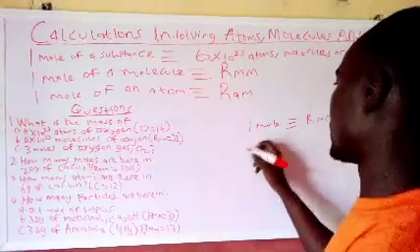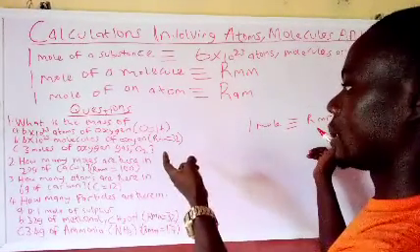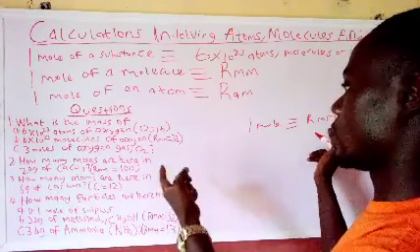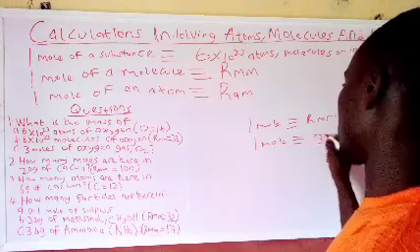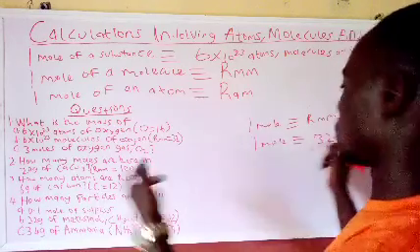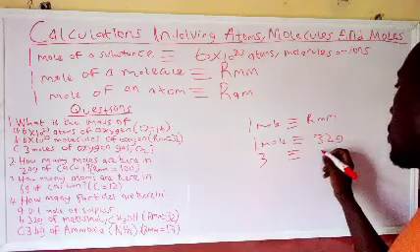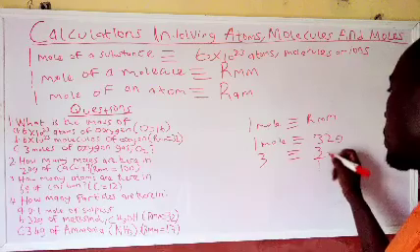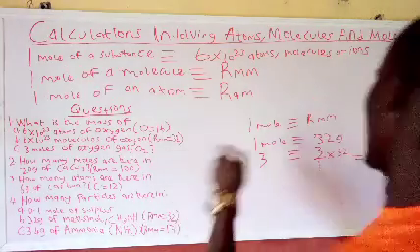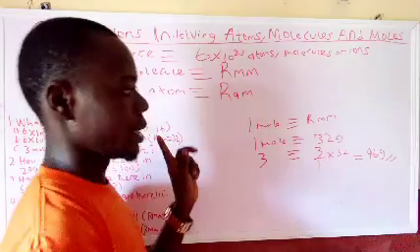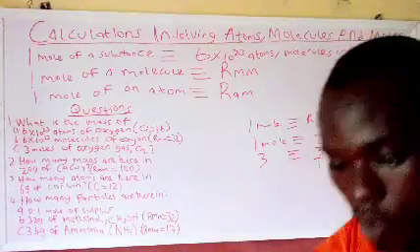Then what's the RMM of oxygen? That's 32. So 1 mole is equivalent to 32 gram. So now 3 moles will be equivalent to 3 over 1 times 32, which equals 96 gram. Can you see? That's how that one will be. That will be 96 gram. So we are through with that already.